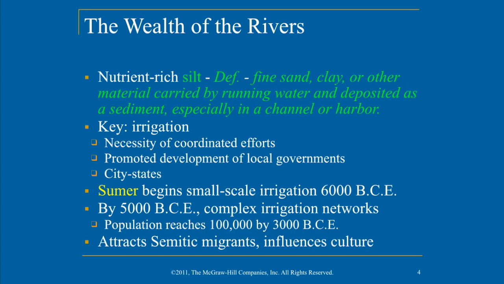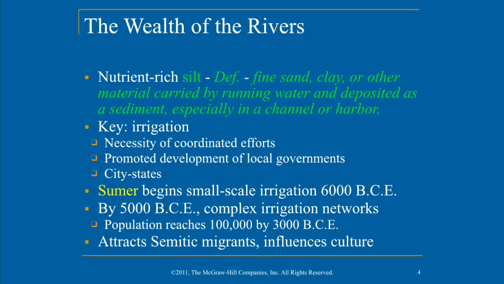Sumer begins small-scale irrigation around 6000 BCE. So this little area of Sumer is doing this small-scale irrigation. They have coordinated efforts. They have a local government, and they're starting to become a city-state. By 5000 BCE, complex irrigation networks, the population reaches 100,000 by 3000 BCE. Through this process, it attracts Semitic migrants, and it influences the culture.